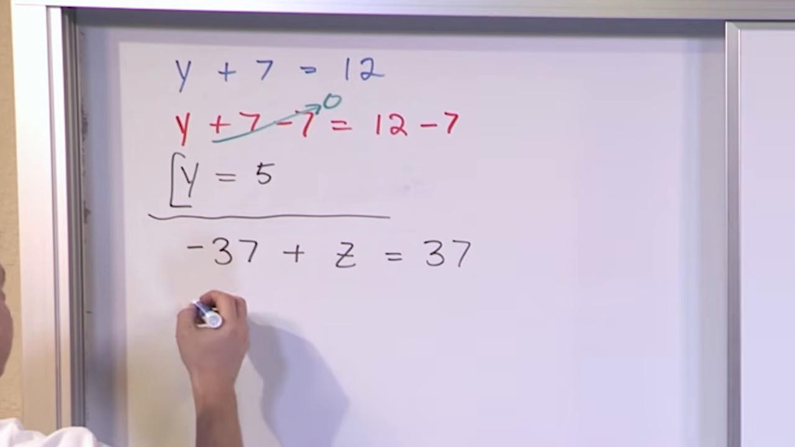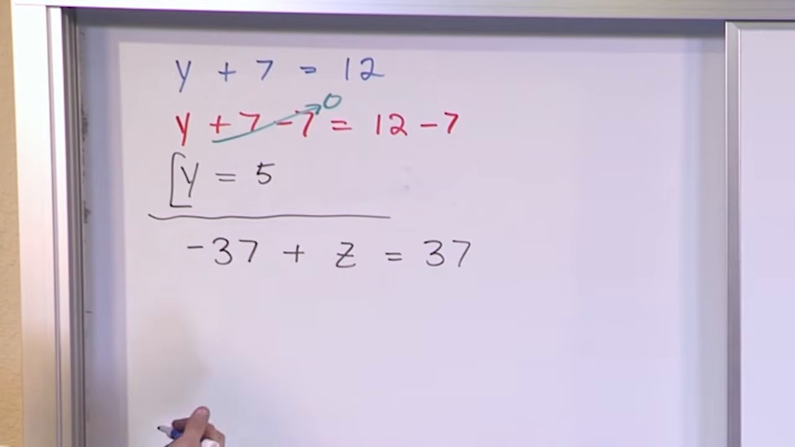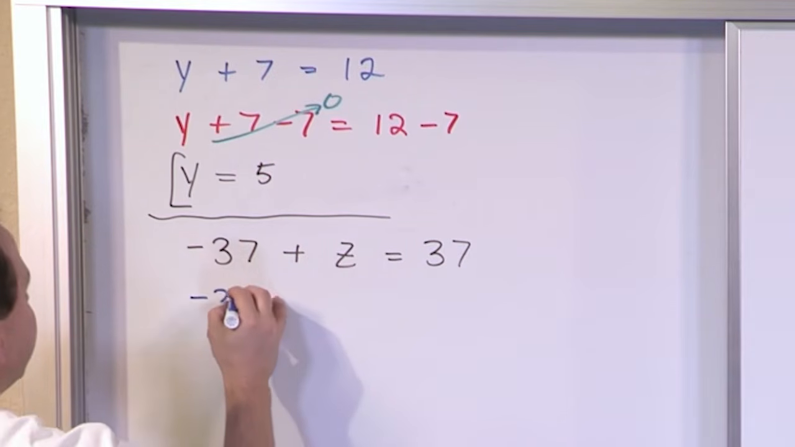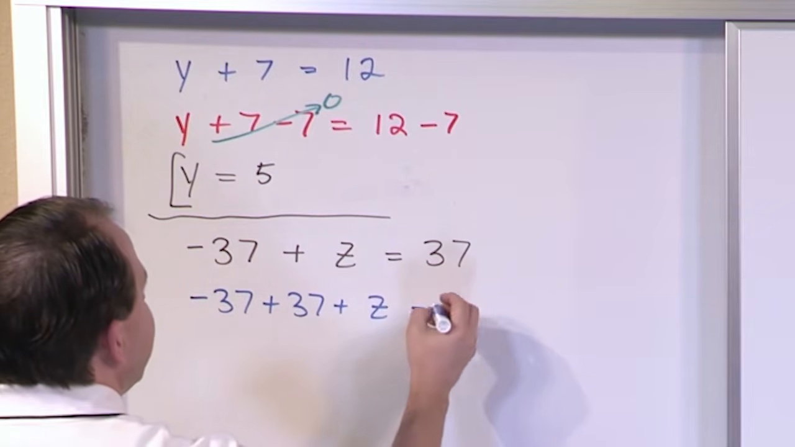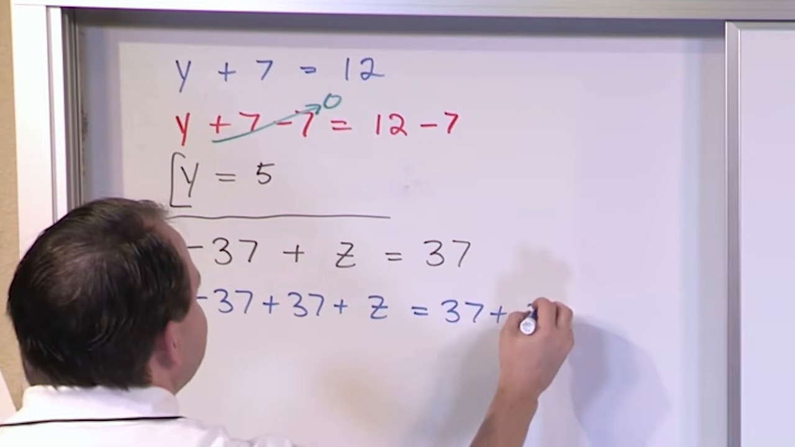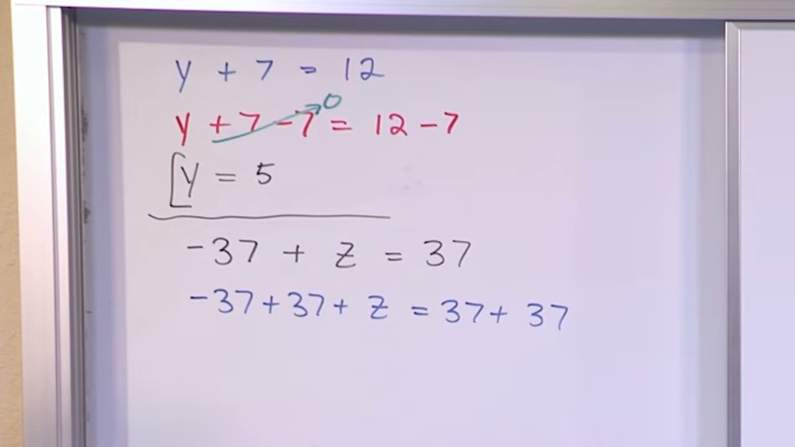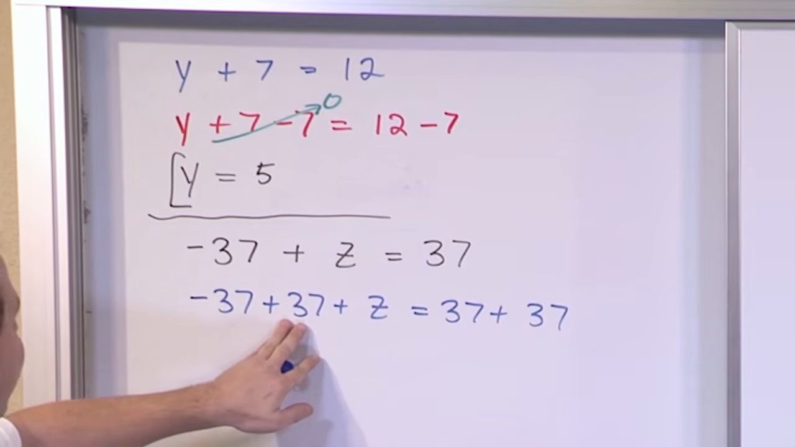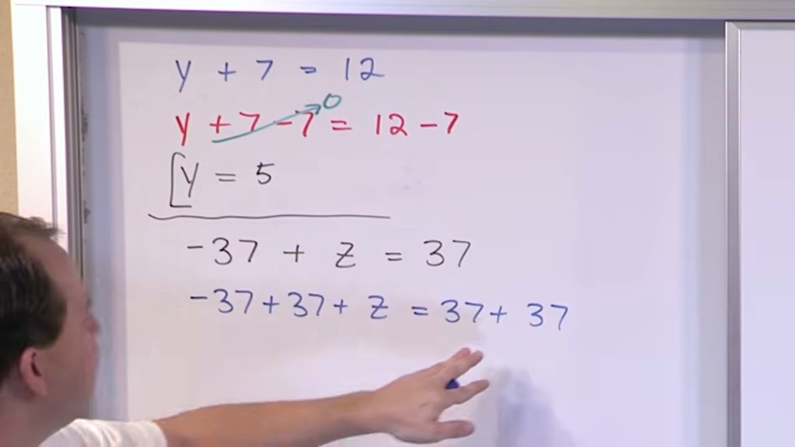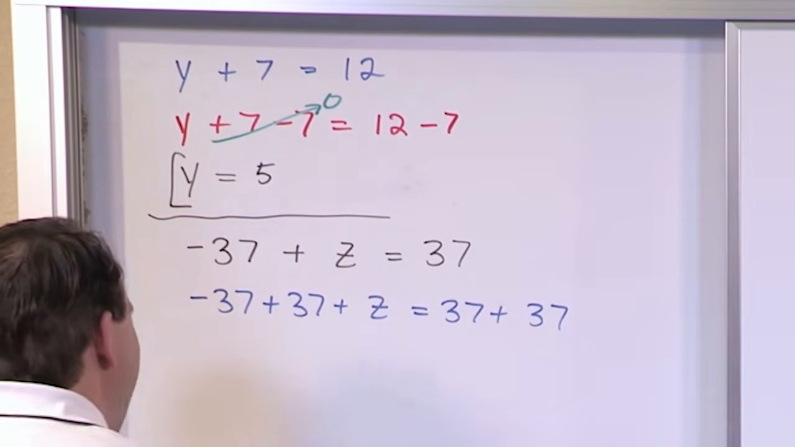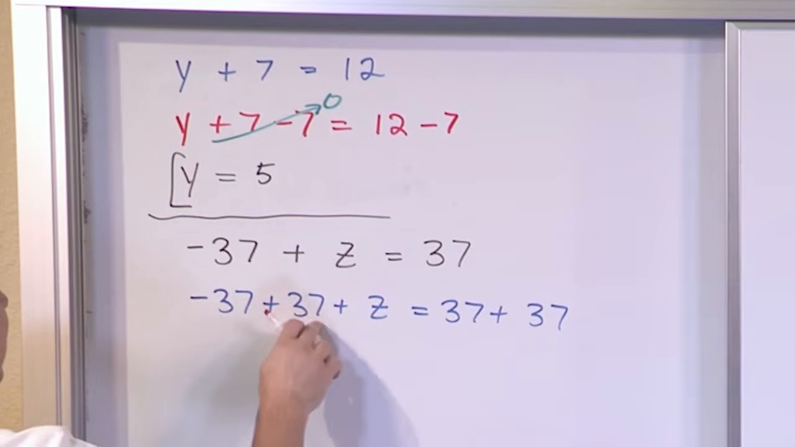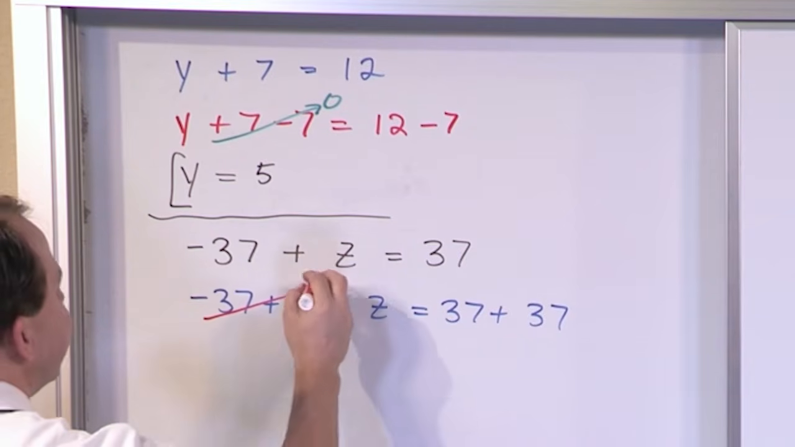This is negative, so we have to do the opposite of subtraction, we have to do addition. So for negative 37, we add 37 to the left, and if we add it to the left, we have to add it to the right as well. In other words, all we did was add 37 to the left-hand side, and then of course we had to do the same thing to the right-hand side. The reason we're adding it is because negative 37 plus 37 is 0.